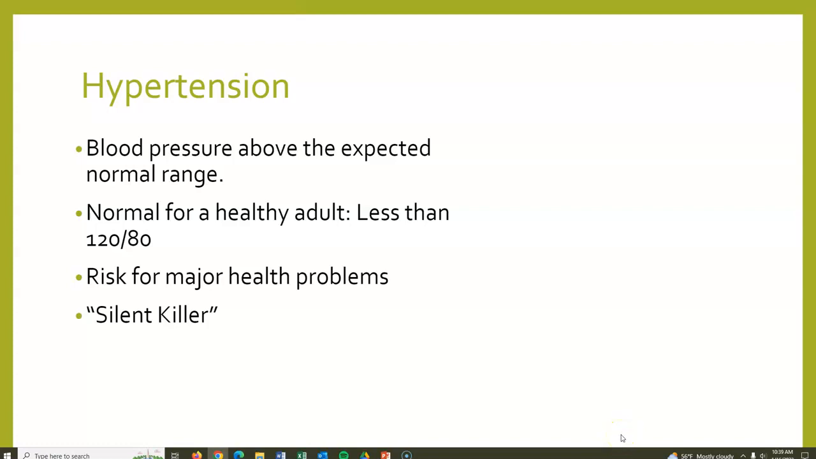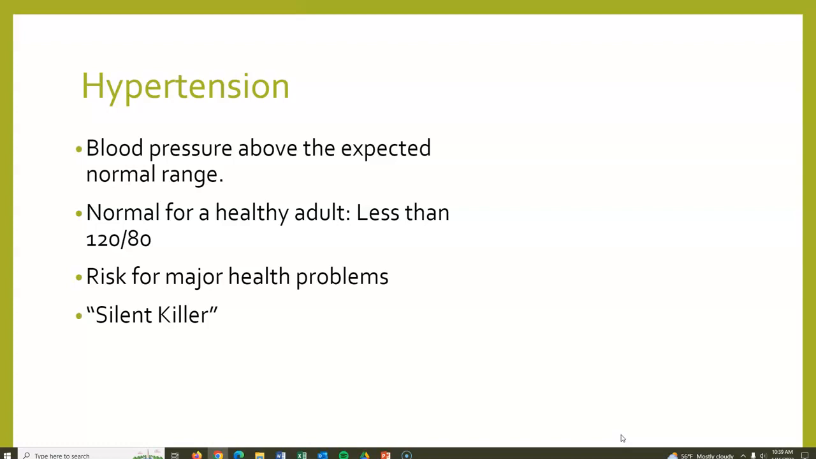Hypertension puts people at risk for major health problems. They can have a stroke, they can have a heart attack, they can have an abdominal aortic aneurysm. Those are just some things that hypertension is a precursor to. It's known as a silent killer because a lot of times it doesn't have symptoms until it's pretty far along.